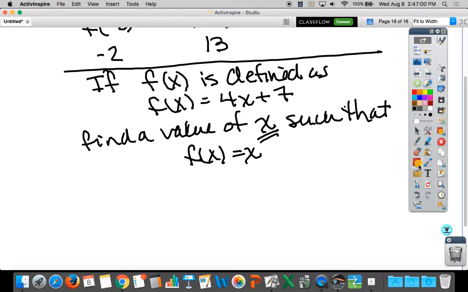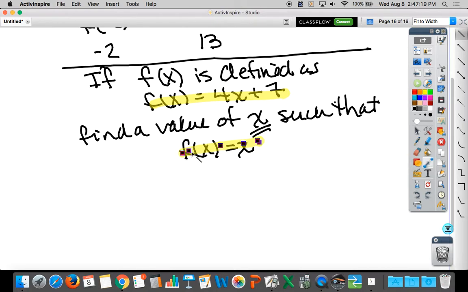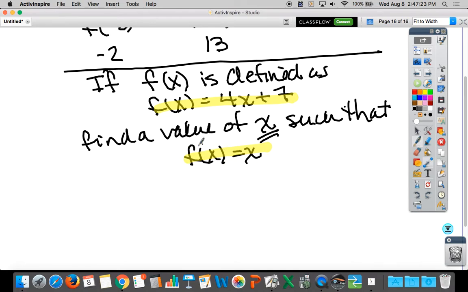I have given you what f of x is defined as. Remember, your f of x is your dependent variable. It's the one that you have to define as something. It depends on how you define it. So I've defined this f of x as this, but then I also told you that. So I can say in place of f of x, here, I can just put in an x.